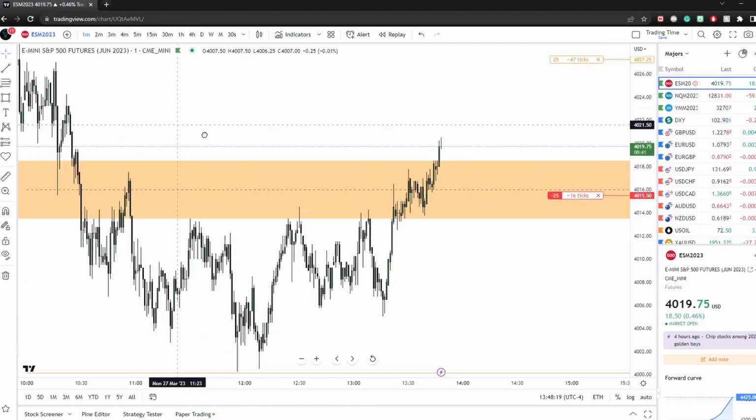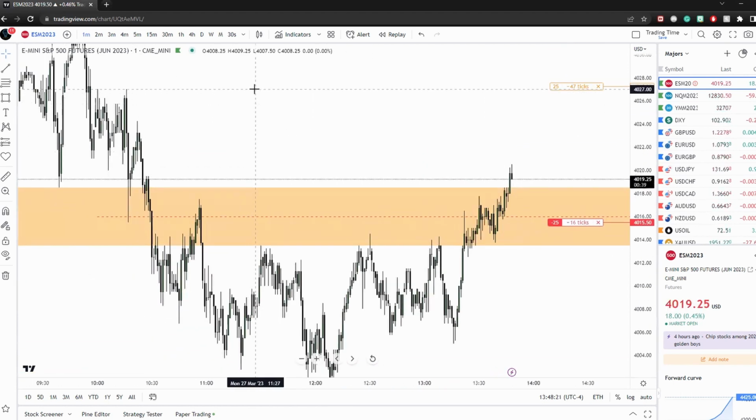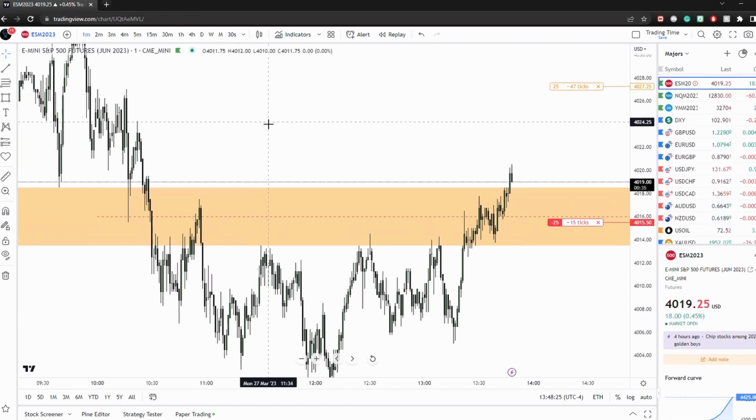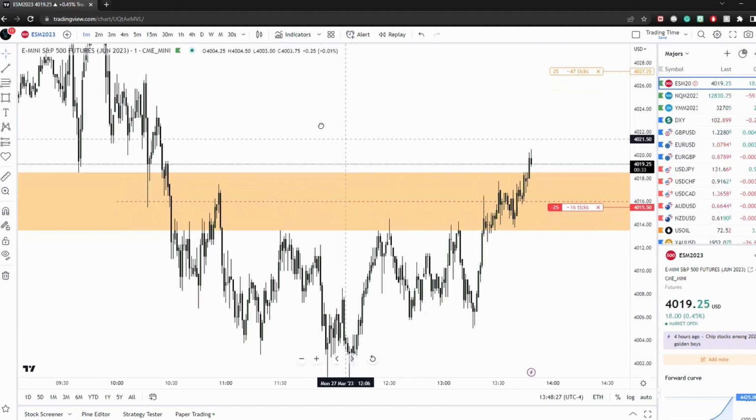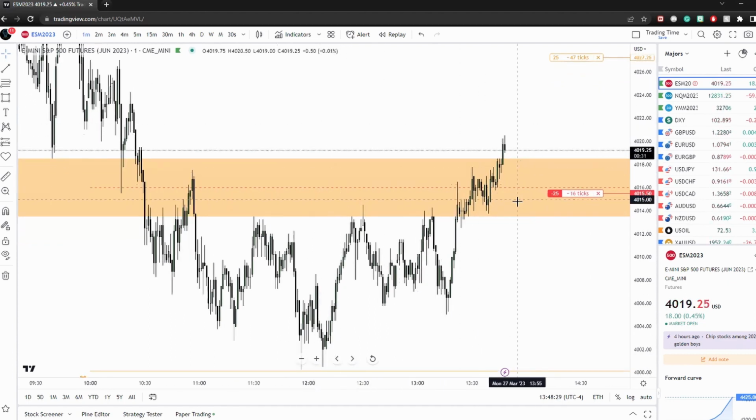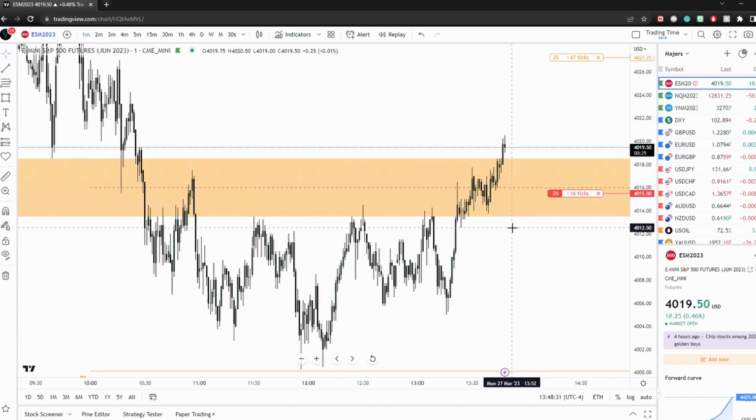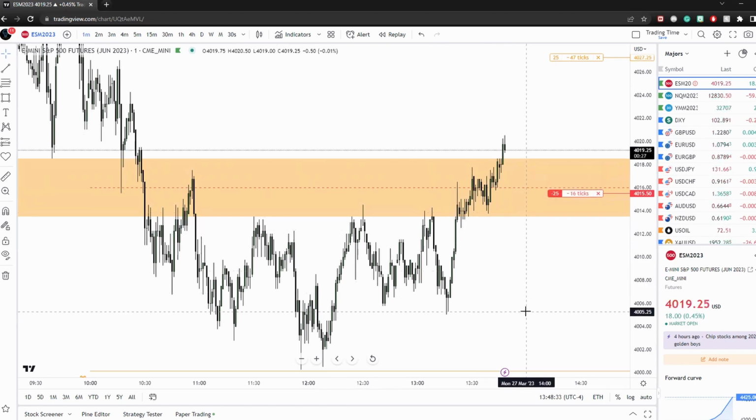Trading up into this here. Stop loss resting above that. You've got two equal highs right here. It's not ideal as well. But like I said, I do want to see it come lower.